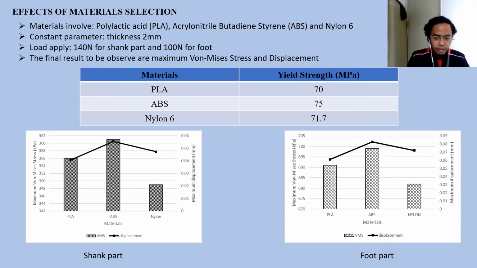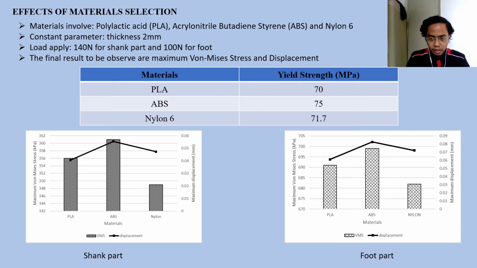And to put it clearly, all three materials can be used to fabricate the AFO, but the safer one might be the PLA. Why? Because PLA has the lowest displacement, and although it has a slightly higher bending stress, it is still acceptable.